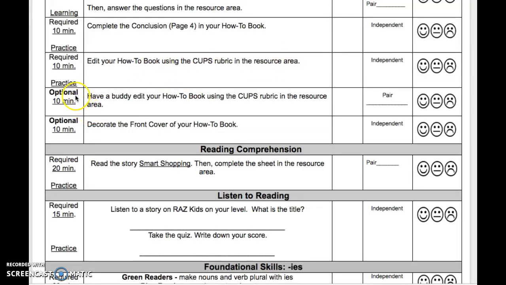The next item is optional for 10 minutes. Have a buddy edit your how-to book using the CUPS rubric in the resource area. The next item is optional, 10 minutes. Decorate the front cover of your how-to book.